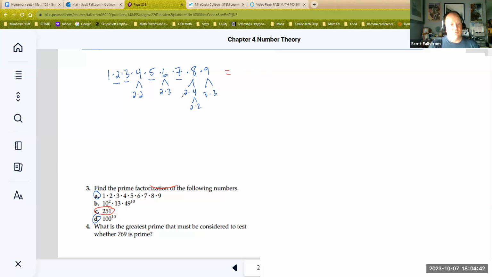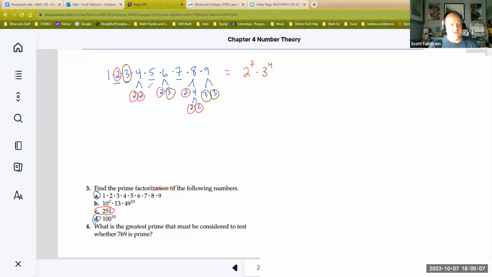So what would this equal? Let's start with our smallest prime, which is 2, and then just count all of them. 1, 2, 3, 4, 5, 6, 7, and that's it. So I have 2 to the 7th. Next up, I'm going to choose all my 3s. So there's 1, 2, 3, 4. Okay, so that's 3 to the 4th.